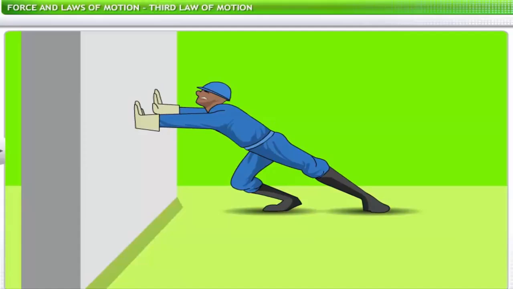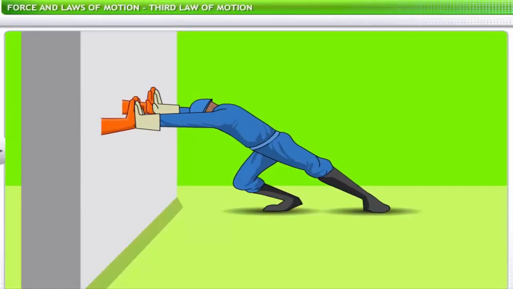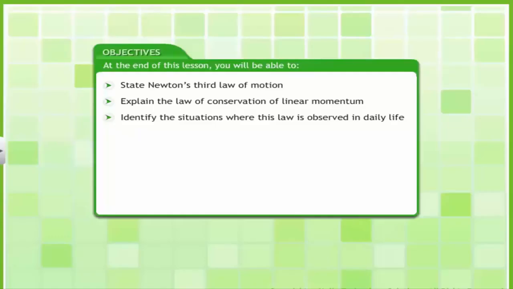What happens when you try pushing a wall? It pushes you back in reaction. Newton's third law relates the reactive force to the force applied on a body. In this lesson, you will learn about the third law of motion and conservation of momentum. At the end of this lesson, you will be able to state Newton's third law of motion, explain the law of conservation of linear momentum, and identify the situations where this law is observed in daily life.